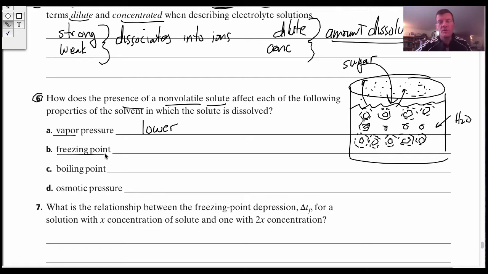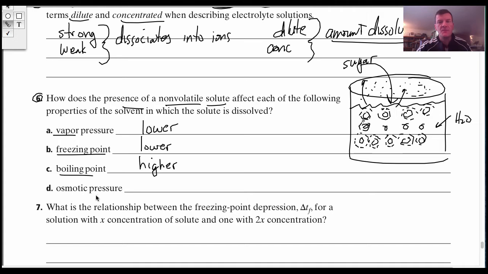What about freezing point? Adding the solute is going to depress or lower the freezing point of this now sugar solution. So that also will go lower. Freezing point depression. Okay? Boiling point, you're going to have to heat this up even higher in order for it to boil. The boiling point is going to go up. It's going to be higher as a result of adding a solute.